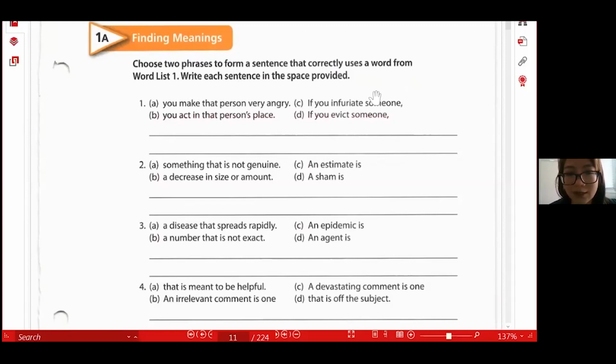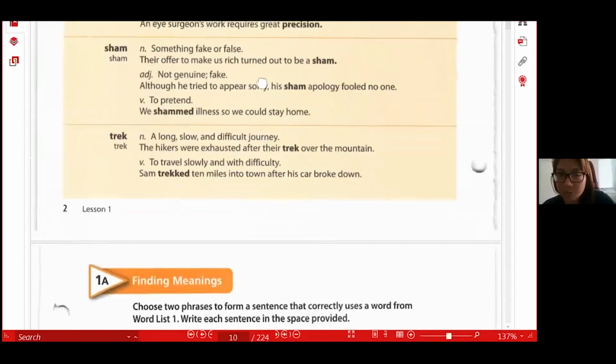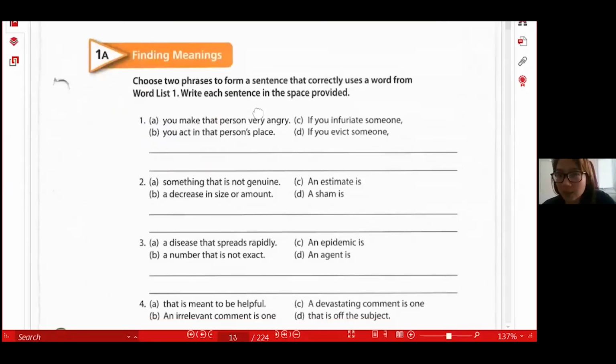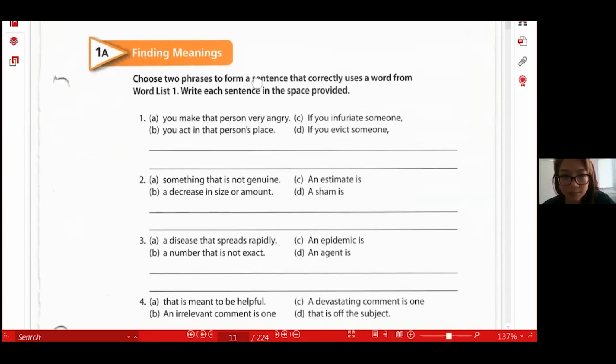Okay, slow down. Okay, I can call someone to answer. Sorry, I'm just going through these really fast because I want you guys to answer questions. So right now I want you to choose 2 out of these 4 sentences, 2 sentences that make sense, 2 sentences that correctly use a word from word list 1.